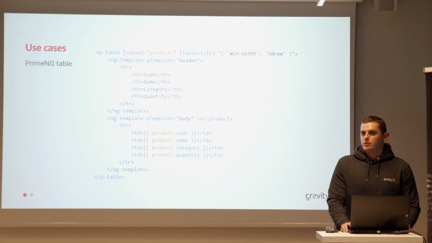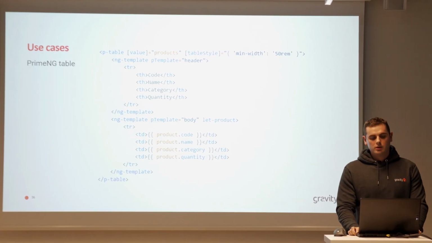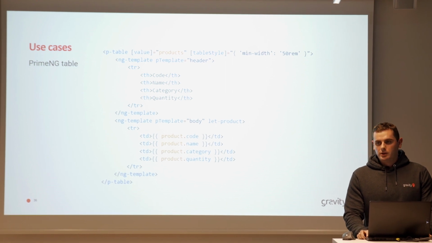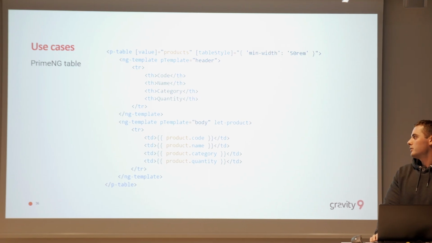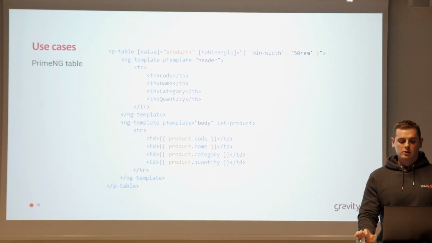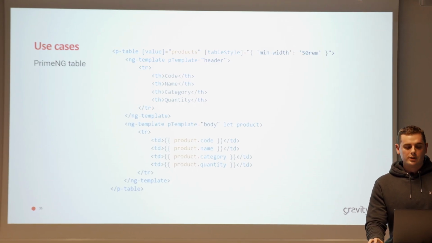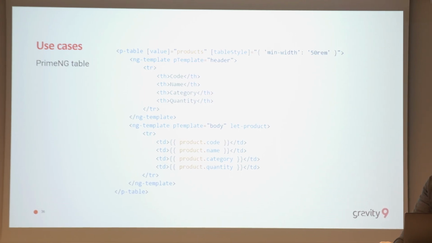So in PrimeNG, we have this table component. And as you can see, they are using conditional content projection here to put some content into this component. We can create our own headers, and we also create the template for each row in this table, and they will pass us the product as a context. So the same example that we just have, and they implemented it in the exact same way.